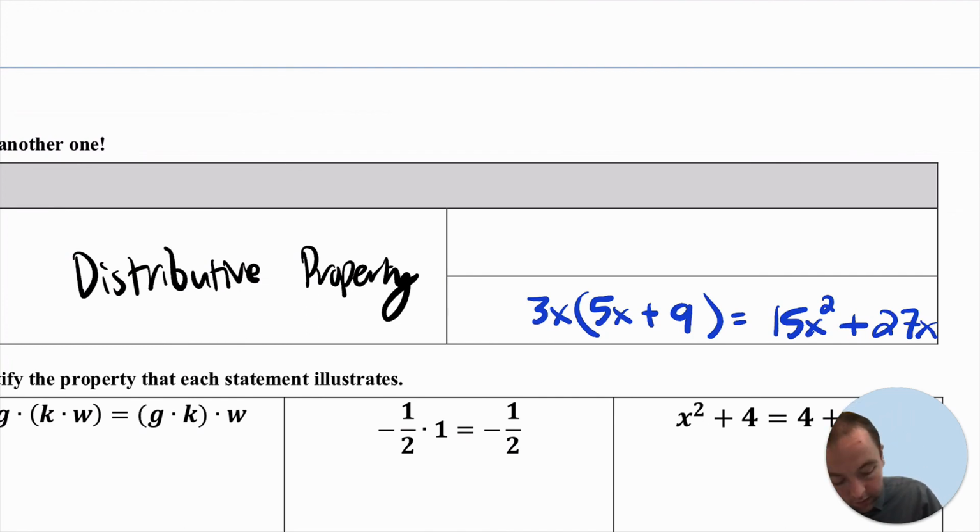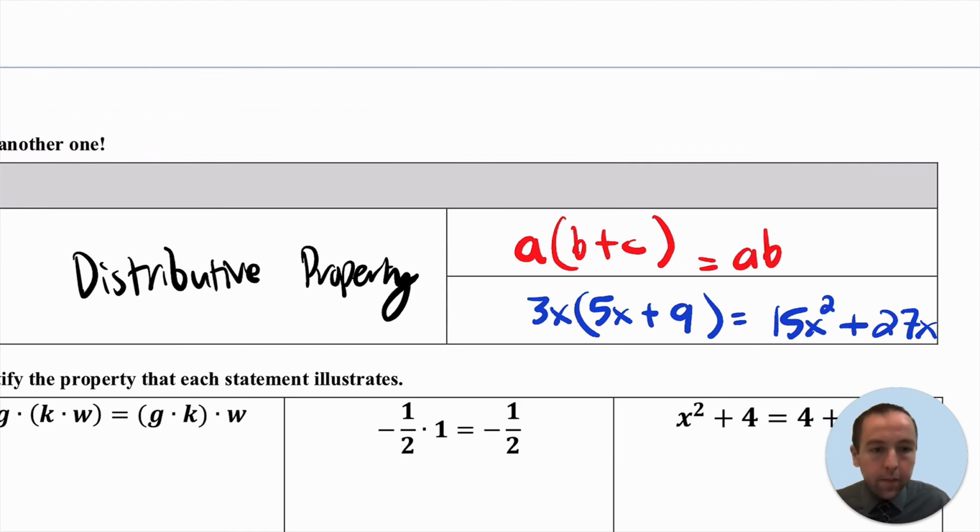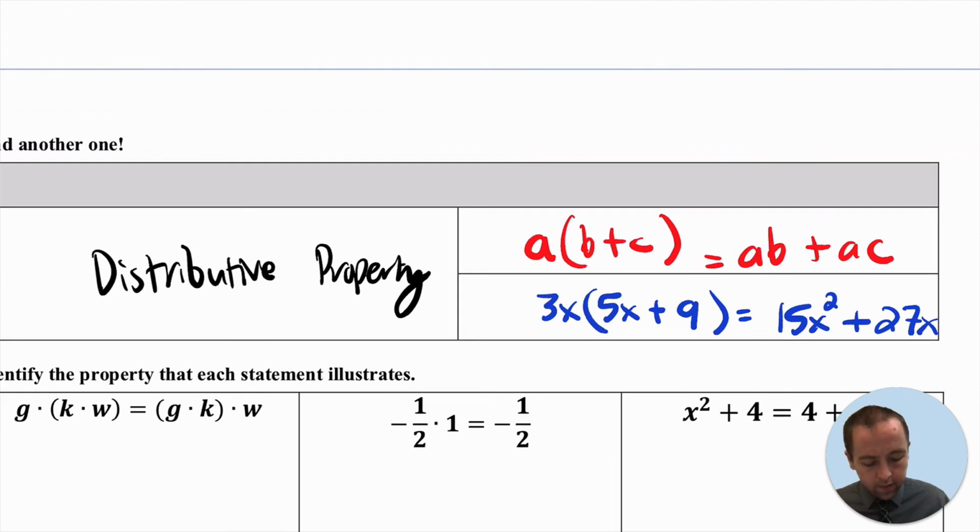More generally, if you take any element a and you multiply it to a sum of 2 elements, b plus c, it's going to be equal to a times b plus a times c. So it's just the multiplication distributes throughout that sum.